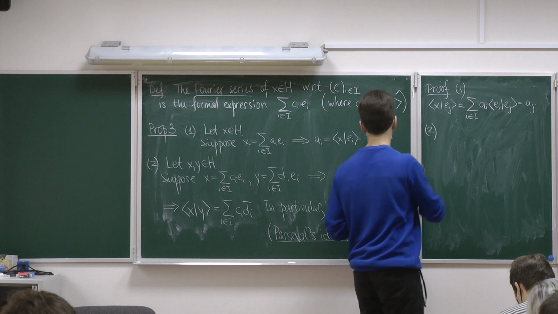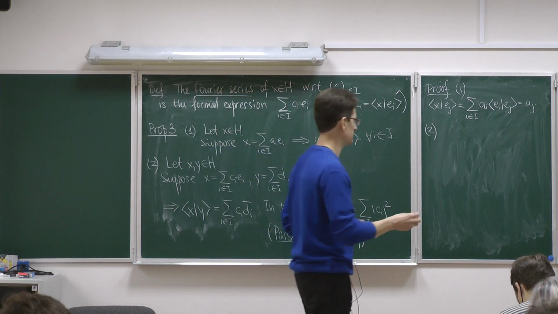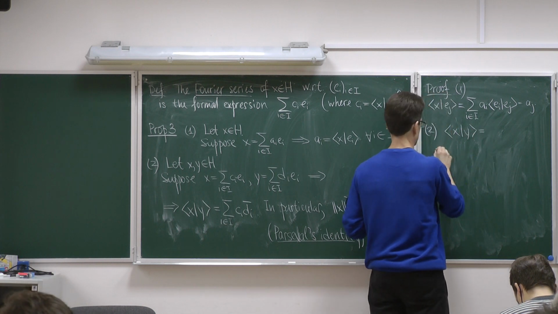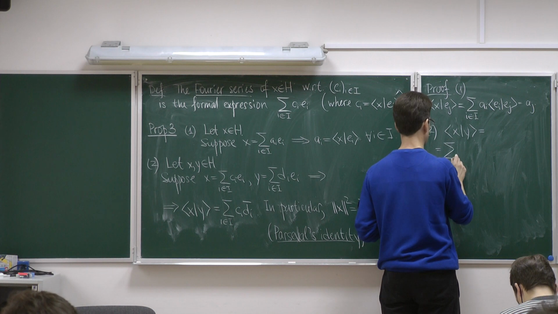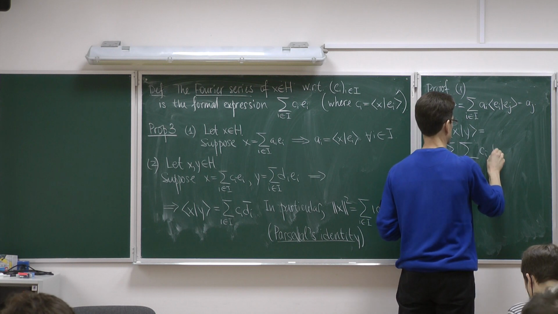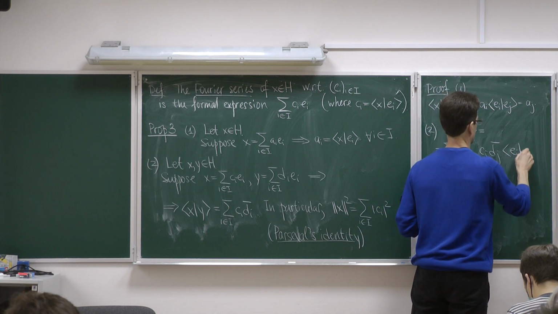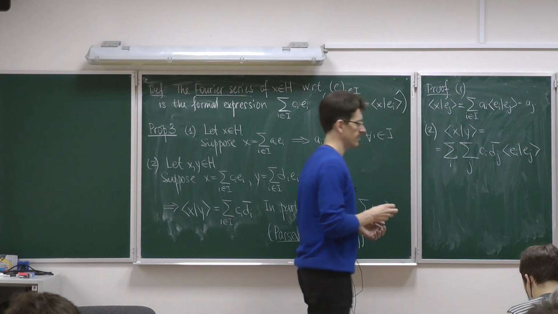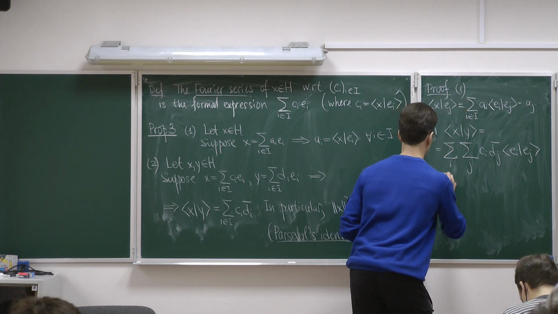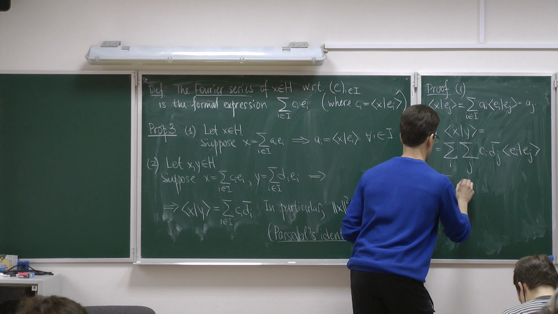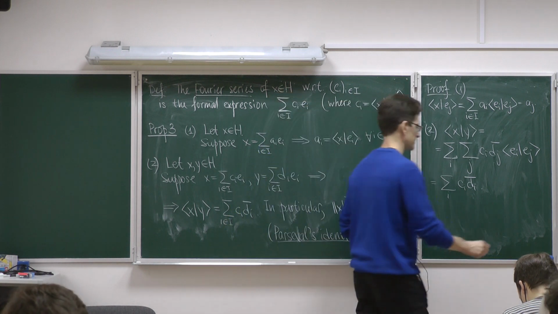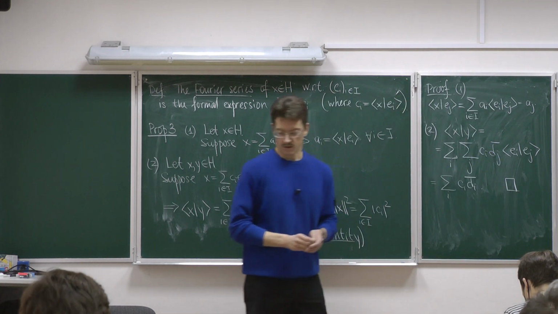And to prove part 2, we also explicitly substitute x and y as infinite sums in the inner product. Again, using the continuity of the inner product, we can write the following expression. But again, since our family is orthonormal, only those summands survive where i equals j. And so we get the following sum. Okay.